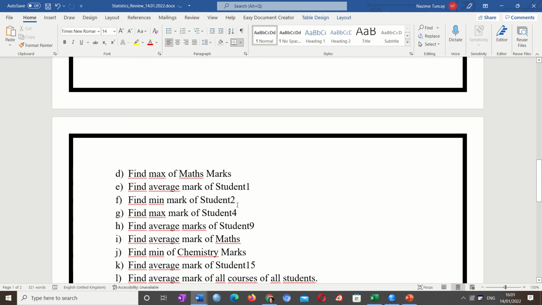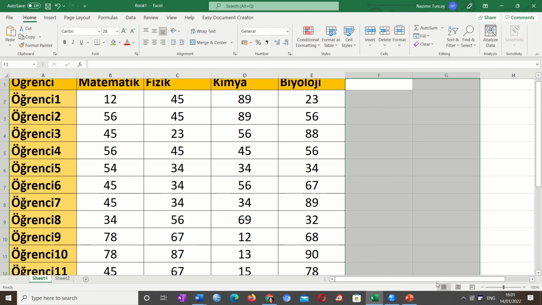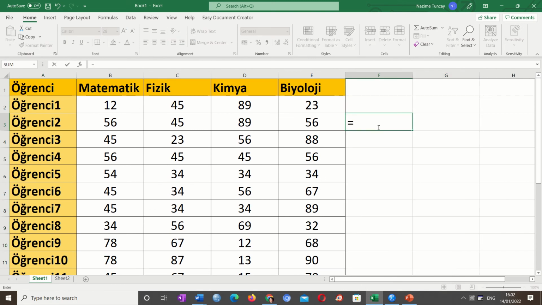And here, mean mark of student 2. For that, this is student 2, and for finding the mean of this student 2, by formula, I have to write equal mean, and student 2 starts from B3, yes, B3, and here E3, okay. When I click there, it automatically writes here, by the way, and it's not important whether you write it in capital letters or small letters, they all work.